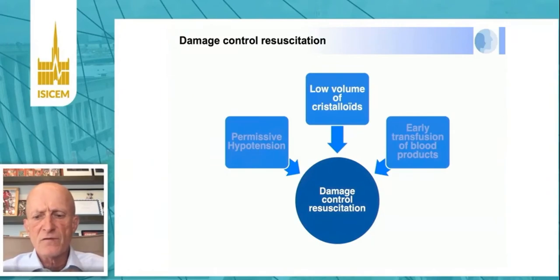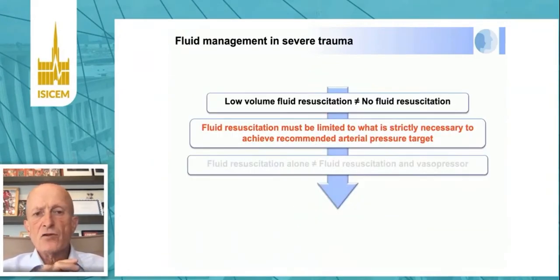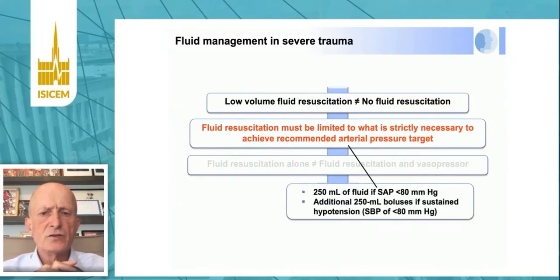About low volume of crystalloid. Low volume of crystalloid is not no fluid resuscitation because we have to deal with an hemorrhagic shock and we have to give fluid to our patient. But fluid resuscitation must be limited to what is strictly necessary to achieve recommended arterial pressure target. So the best way to do is to perform successive bolus and to look at the response in terms of arterial pressure to be sure to give only the necessary quantity of crystalloid.